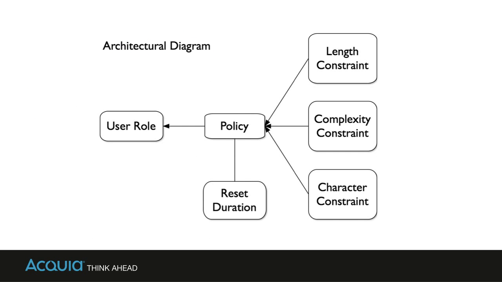The architecture diagram looks a little something like this. We've got all the constraints on the right side of the diagram. Say, for instance, a length constraint or a complexity constraint or a character-driven constraint, and that all feeds into the policy. One other aspect of the policy is what we call a reset duration. Password policies can define how long a password can go before it needs to be reset. That's another constraint. And then that all feeds into a user role, which defines what restrictions a user has based on the role they're assigned.